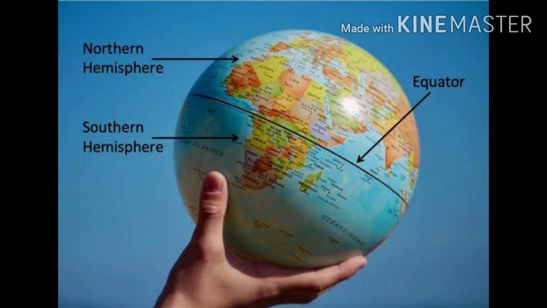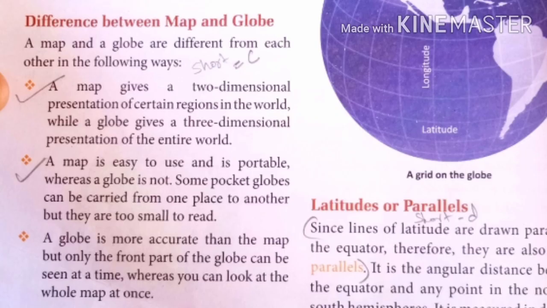Now the next topic is the difference between map and globe. First we read about the globe. Second, what is a map and what is the importance of a map? So students, a map is a drawing or plan of the surface of the earth that shows countries, rivers, mountains, roads, etc.